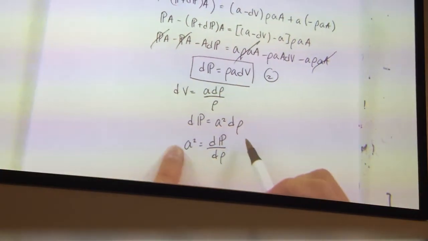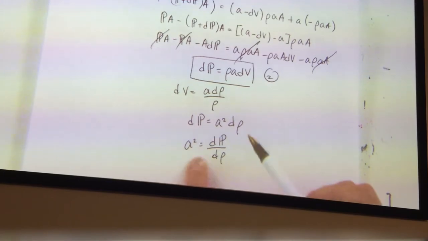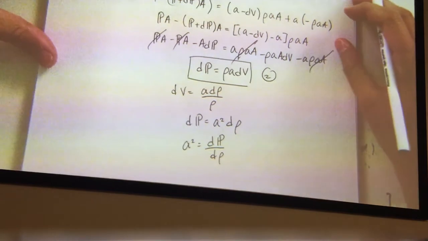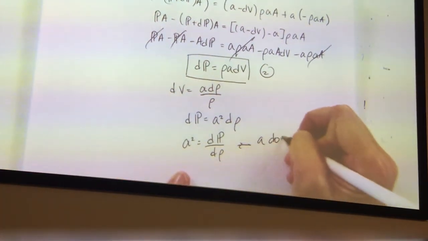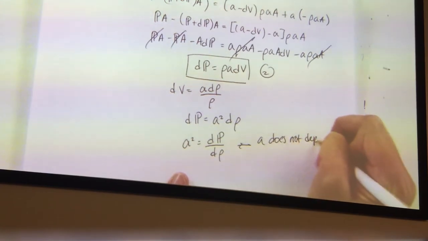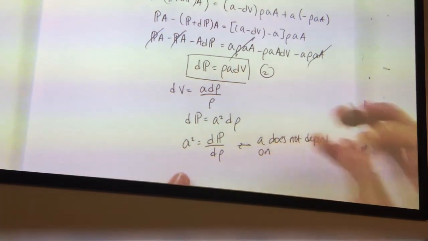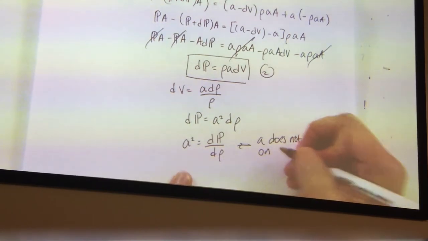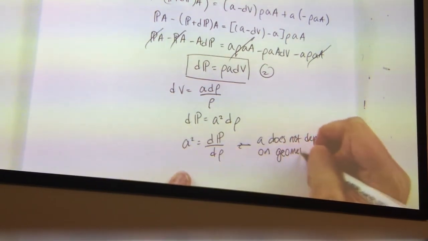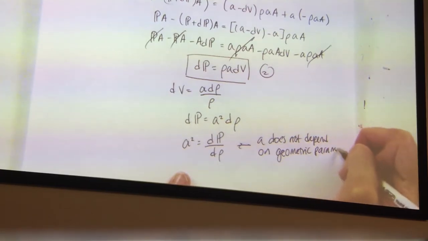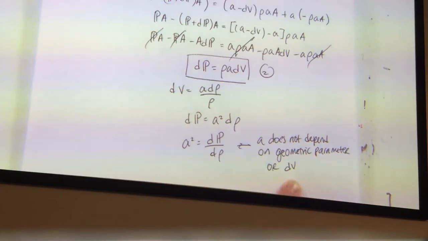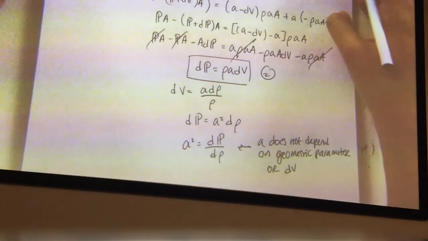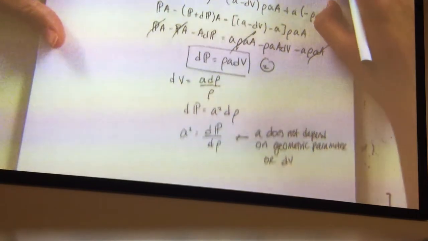And as we see from this equation, it really doesn't matter what the geometry is. We don't have any volumes or areas in here, only the pressure and the density. This is a very important conclusion because a does not depend on geometry. So a does not depend on volume, or on geometric parameters, or the velocity itself, or dV, which is the velocity. Basically, it doesn't matter how fast or slow we're going, the speed of sound is always going to be constant.